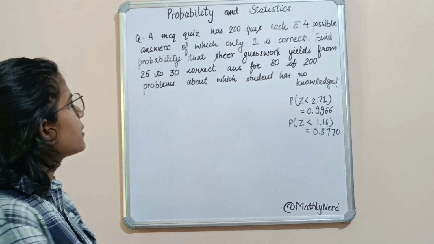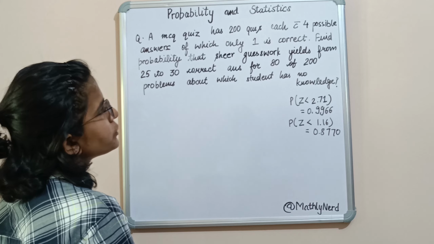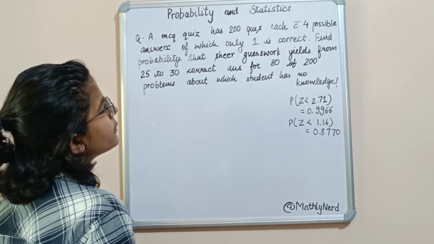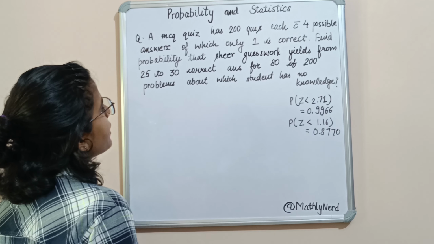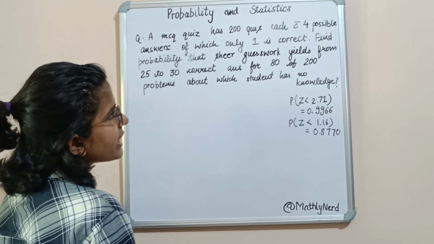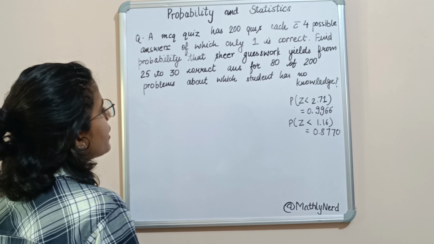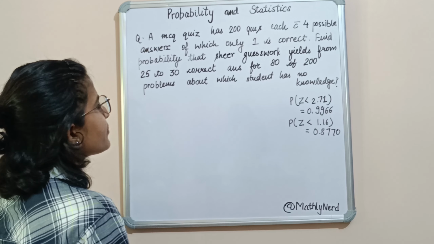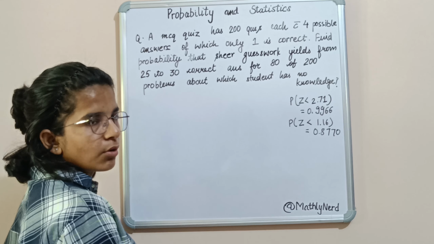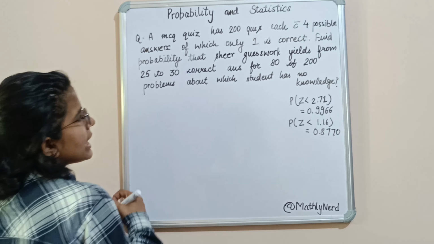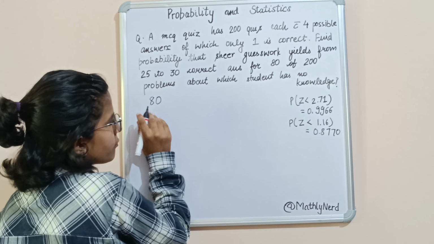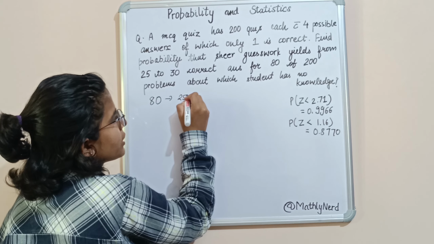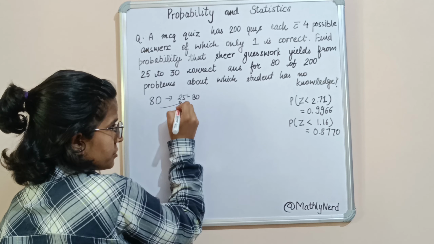Our next question is, an MCQ quiz has 200 questions, each with 4 possible answers, of which only one is correct. Find the probability that guesswork gives from 25 to 30 correct answers for 80 of 200 problems about which the student has no knowledge. So there are 80 questions about which we do not know anything, and we have to get 25 to 30 correct answers from these 80 questions.